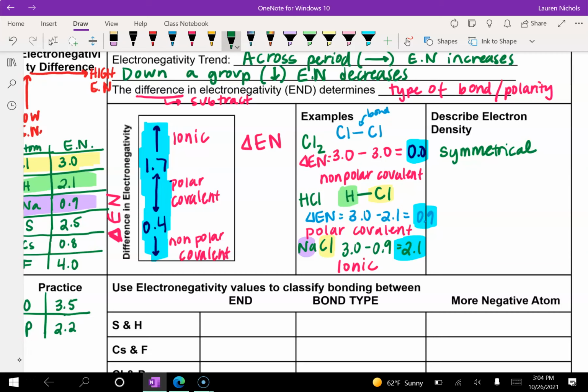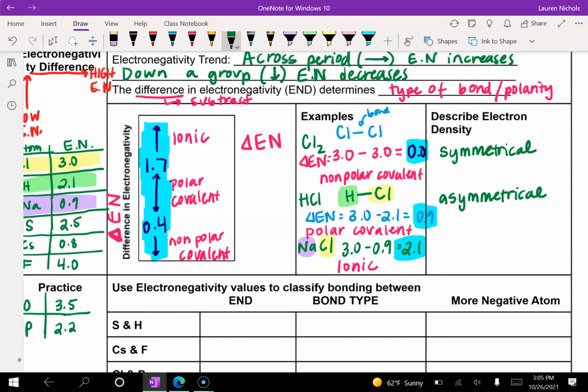But with hydrochloric acid, HCl, it's polar covalent. That means the chlorine is stronger. It's got 3.0. Hydrogen is only 2.1. So this means it will pull on the electrons unevenly. Chlorine is stronger, so it'll have an asymmetric electron density.